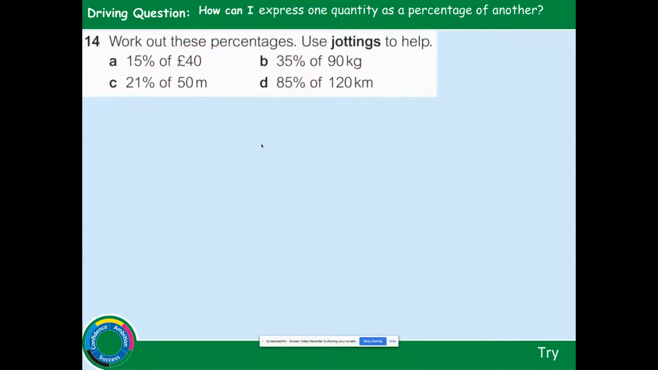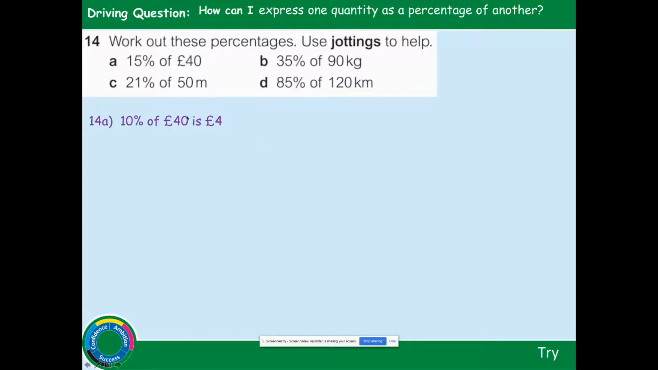Okay, so let's have a go at doing some of these percentages that we've got to build up with bits. So using jottings to help you, I'm going to do the first one with you, and then you can have a go at the other three on your own. Okay, so we need to find 15% of £40. So first of all, we're going to find 10%.